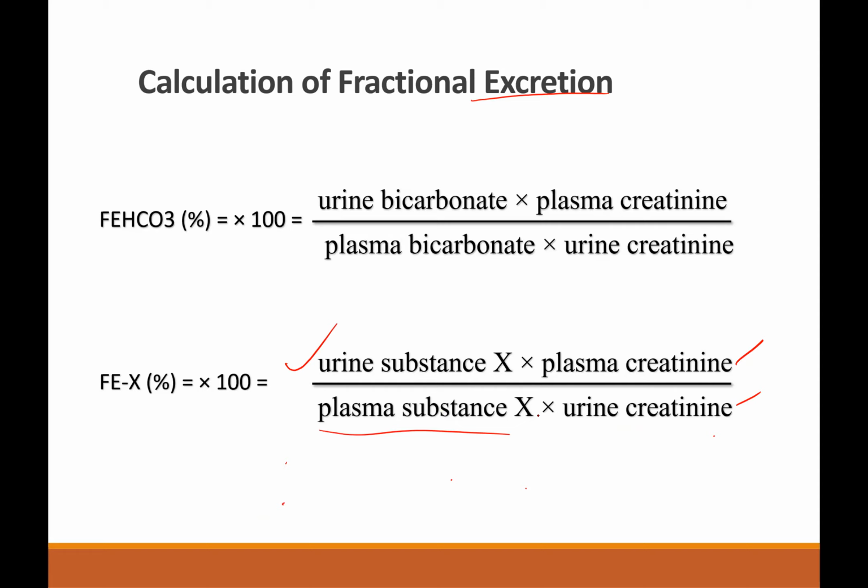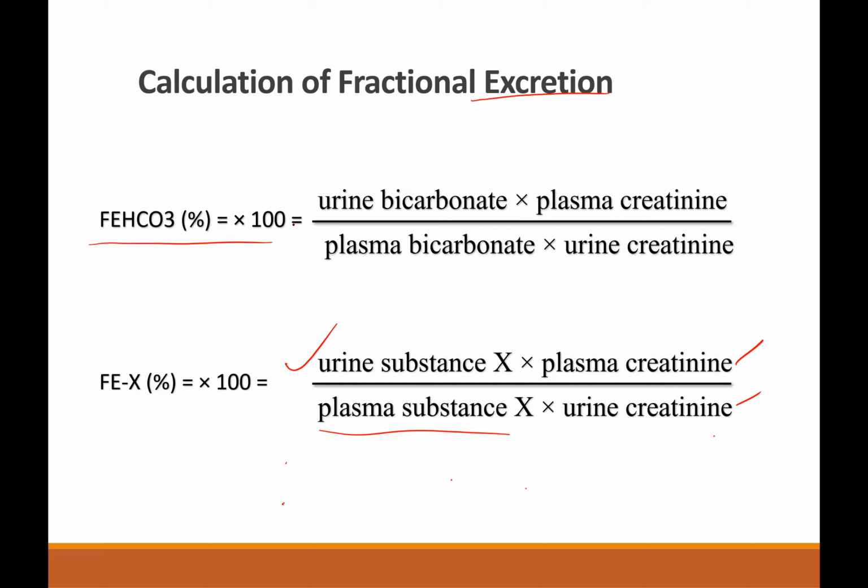This is called fractional excretion of sodium, of potassium, of glucose, of any molecule that is present both in the urine and in the plasma. There may be some substances which are not present in the urine. Then there is no point in doing this calculation. Whenever you do the calculation, the substance must be present both in the blood and in the urine. Then only you can do the fractional excretion. So fractional excretion of bicarbonate is essential.